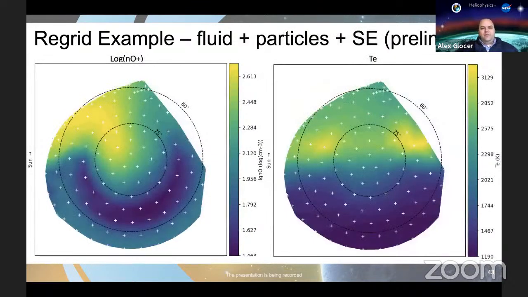Now that was an example with just the fluid, but I wanted to show you that this works for the particles too. So this is an example of the outflow solution with fluid and with particles and with superthermal electrons from GLOW. And here this is at one particular altitude slice, and this is showing the O plus distribution at this time, and also the electron temperature on the right. And again, you can see that you get a very nice outflow solution with a very nice uniform distribution of points without any of the bunching that you saw in the low resolution, small number of field line case.